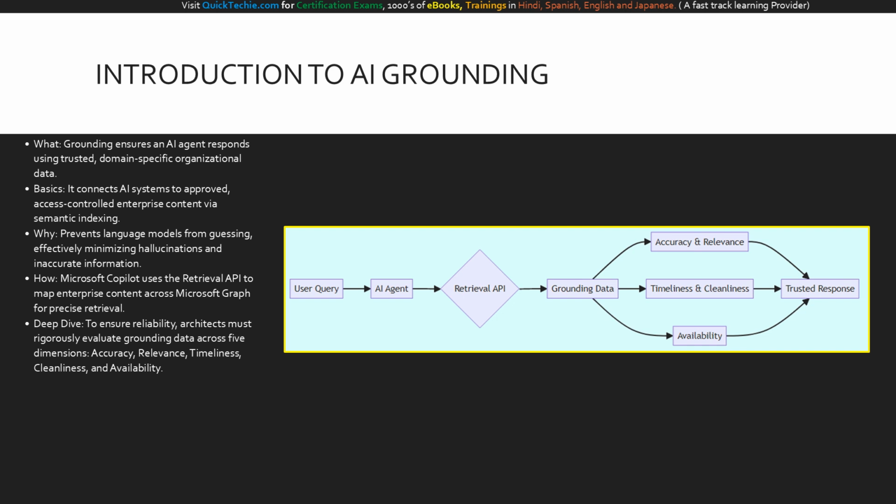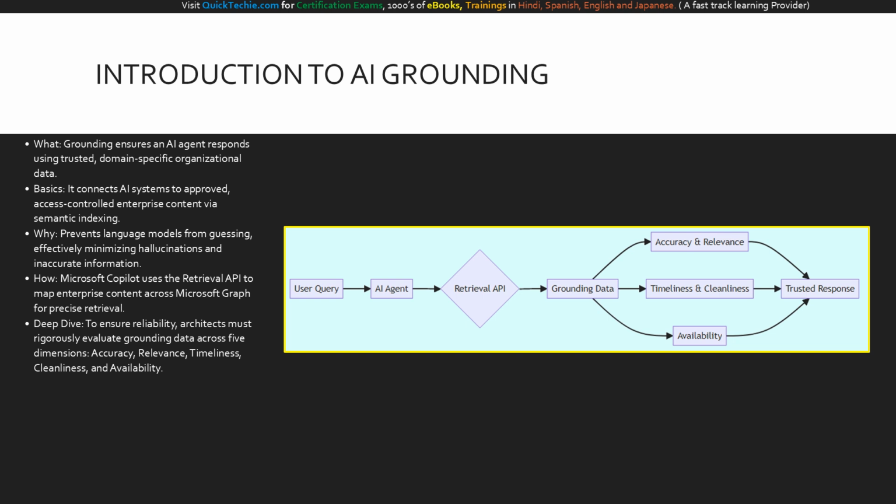How does it work? Platforms like Microsoft Copilot use a retrieval API and semantic indexing to map your enterprise content and feed it to the AI as context. But remember, the AI is only as good as the data it's fed. That's why we must deeply analyze 5 core dimensions of our data: accuracy, relevance, timeliness, cleanliness, and availability. Over the next several slides, we will deep dive into each of these dimensions.